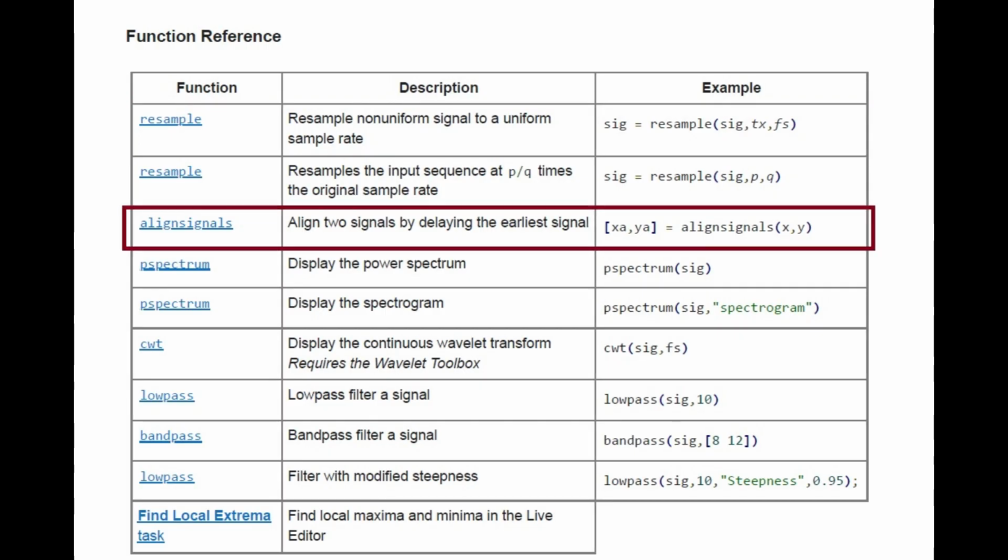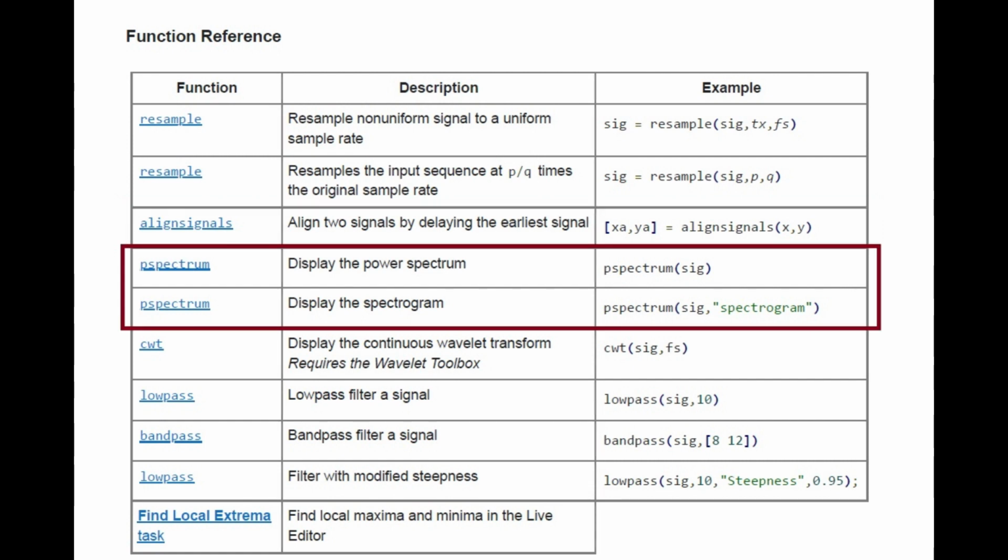2. Align signals. Function: aligns two signals by delaying the earliest signal. Example: [xa, ya] = alignsignals(x, y). Explanation: this function adjusts the time delay between two signals so that they are properly aligned. Useful for signal comparison or synchronization tasks.